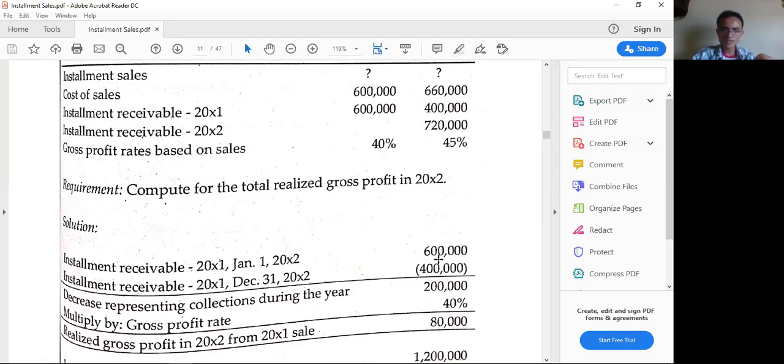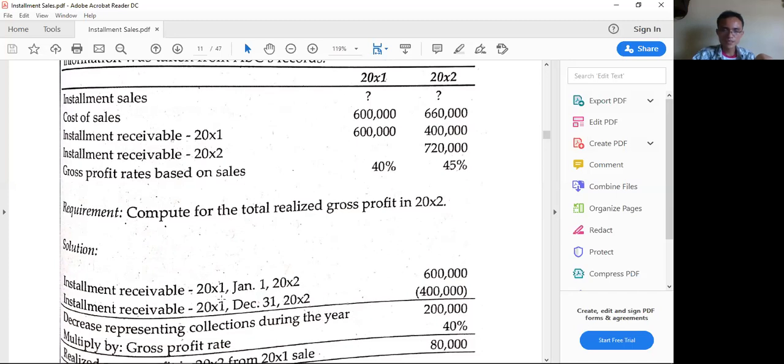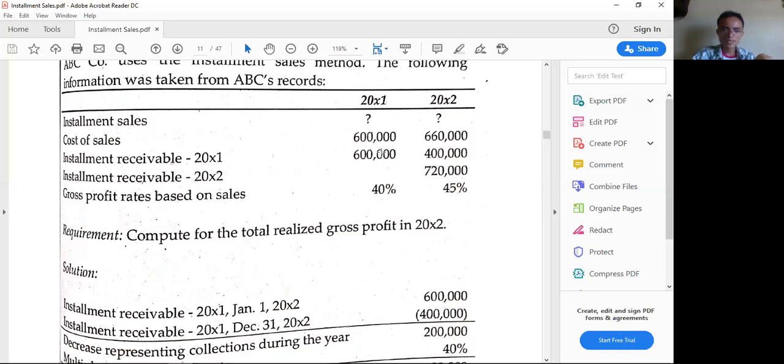So 600,000 less the receivable 400,000 in the year 20x2 for the year 20x1 is going to be the collections. You can see it here. So 20x1, this is the receivable. And then at the end of 20x2, this is the receivable. So as said, the difference between the receivables would be the collections.